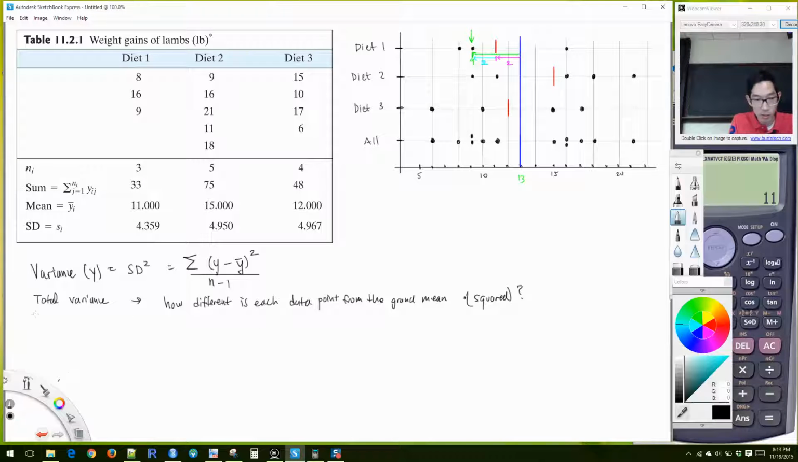So total variance. We break apart this deviation, the difference from the mean, into 2 parts. We say the lamb's group is different from the mean.